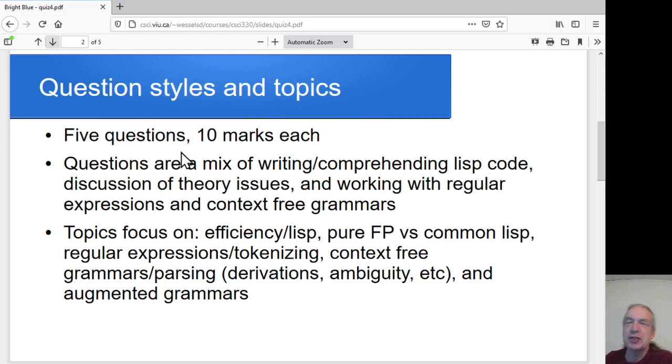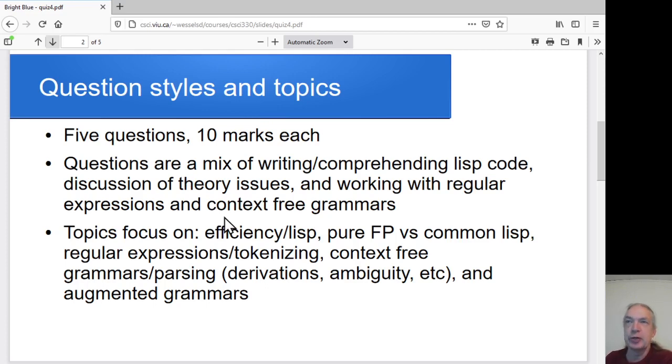So it'll be a mix of, again, some Lisp code. There'll be some Lisp discussion and analysis this time around, since we got into some of the aspects of the efficiency of Lisp and pure functional programming versus what we've been actually doing, and how you can convert common Lisp constructs to something that was functionally pure, maybe using macros. So that'll crop up.